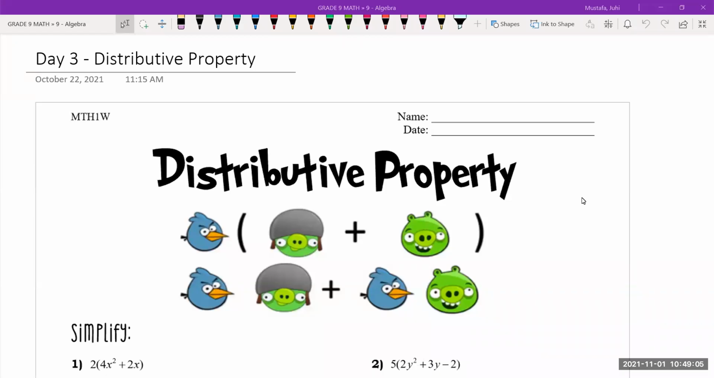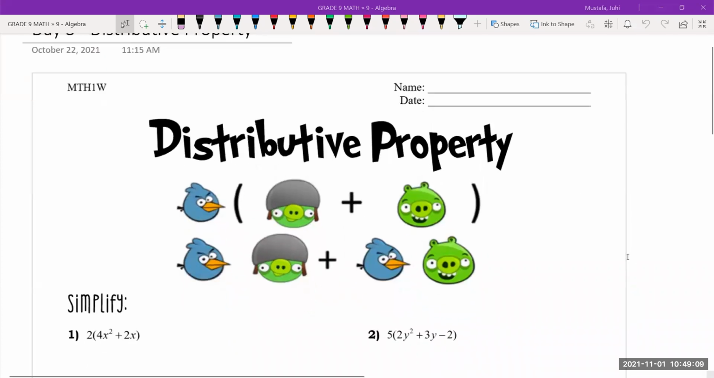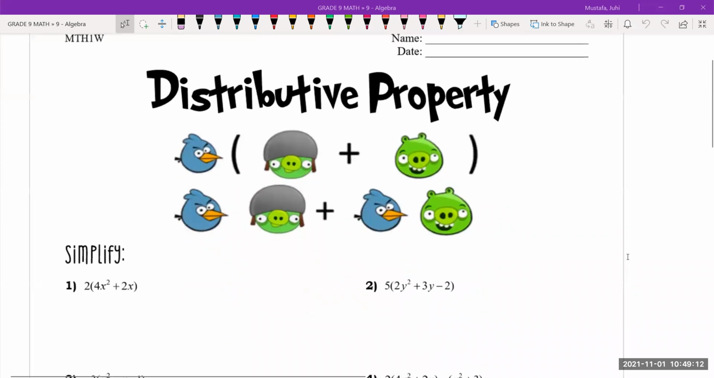Okay, so we're going to learn something called the distributive property. And I have a little Angry Bird diagram to help you understand what's happening. So for all of these questions, you're going to have a term outside of your bracket, which is the little blue bird. And then you're going to have terms inside your bracket.